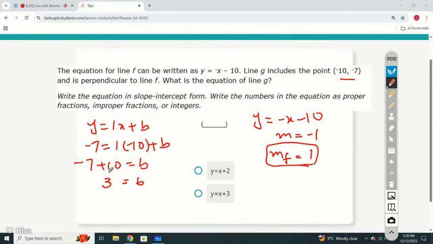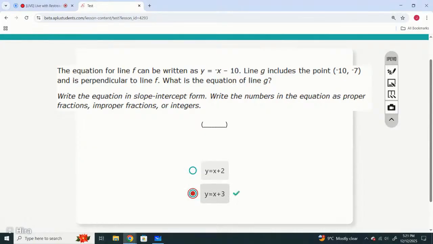So we have the slope of the new line and the y-intercept. So the equation is y equals 1x plus 3. Got it? So the correct option is y equals x plus 3. Option number 2 is the correct option.